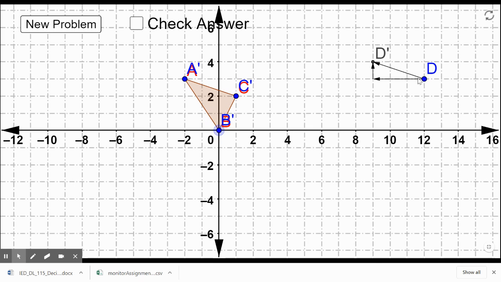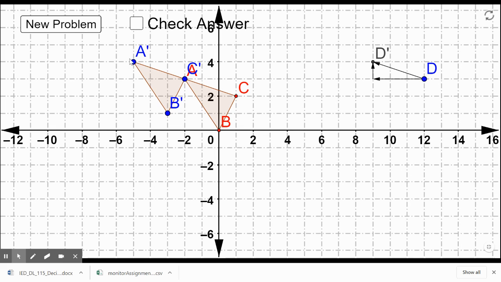Now do your transformation. We're going to go 3 to the left, 1 unit up. So we go 3 to the left, 1 unit up, and 3 to the left, 1 unit up. And now you'll notice those two triangles look exactly the same. When I hit check answer, it says, good, you got it, and we're ready to move on.